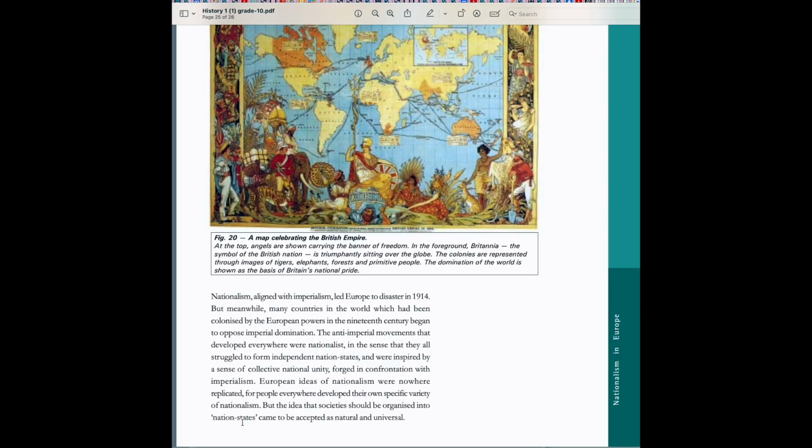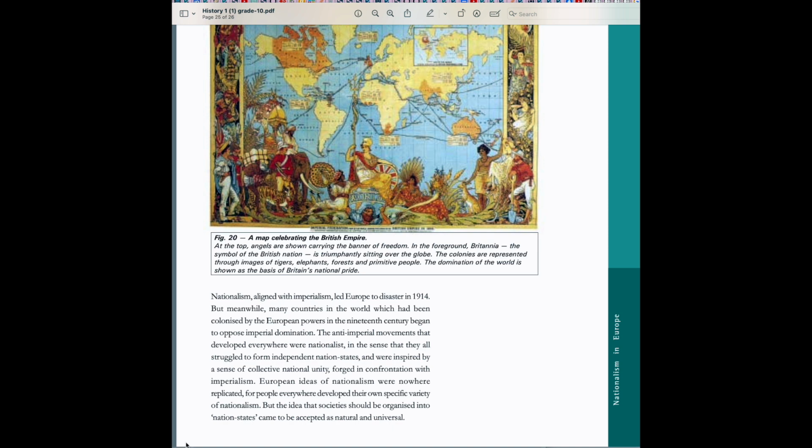Nationalism, aligned with imperialism, led Europe to disaster in 1914. But meanwhile, many countries in the world which had been colonized by the European powers in the 19th century began to oppose imperial domination. The anti imperial movements that developed everywhere were nationalist in the sense that they all struggled to form independent nation states and were inspired by a sense of collective national unity, forged in confrontation with imperialism.